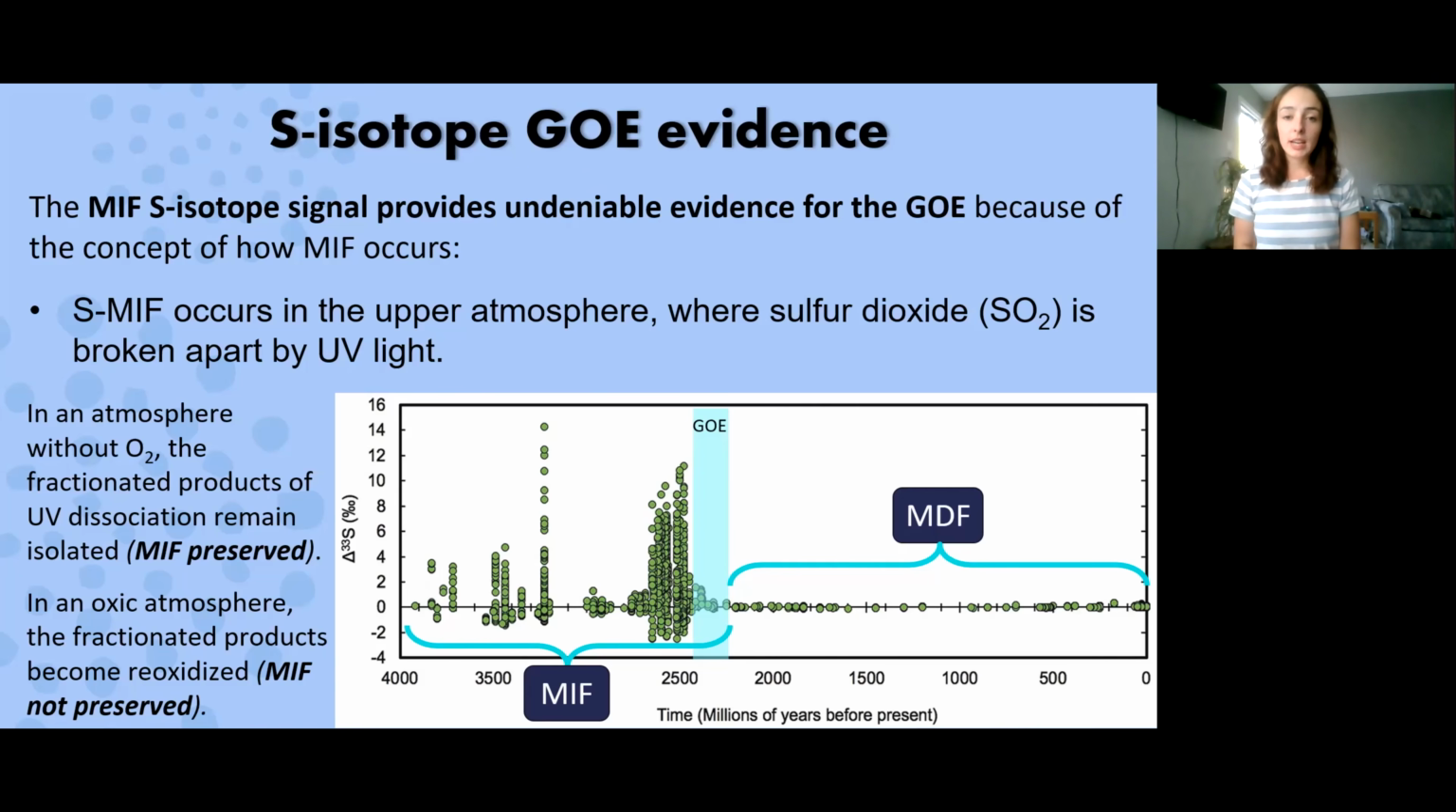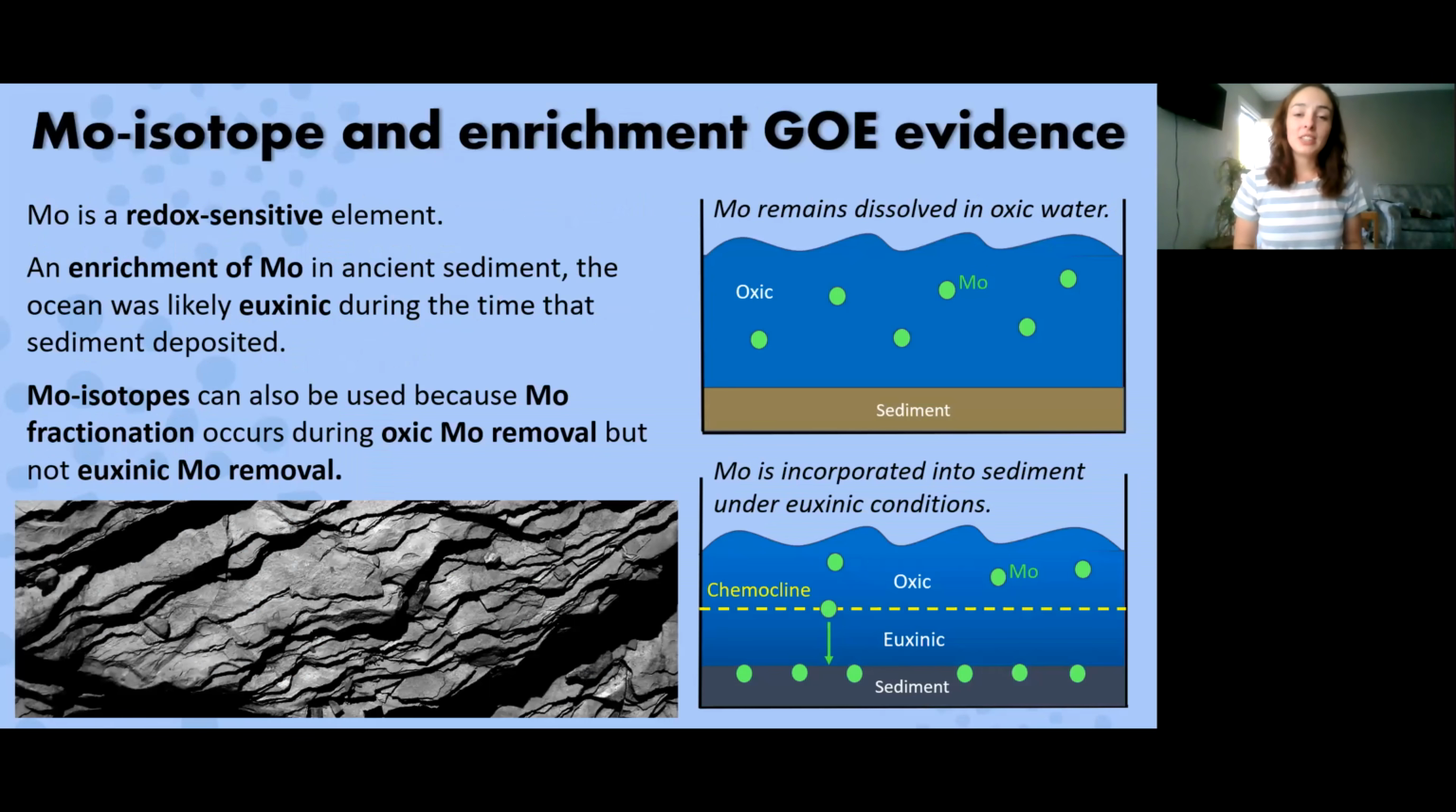This is because once the atmosphere became oxygenated enough to oxidize any reduced sulfur compounds just hanging around, all those dissociated products from this MIF process would always just get reoxidized before being preserved on Earth's surface. The reoxidation of these compounds caused refractionation and basically erased the MIF signals. Therefore, MDF was preserved from the GOE onward. Also, if you want to hear more about sulfur isotope fractionation and how this works, you can watch my sulfur isotope video.